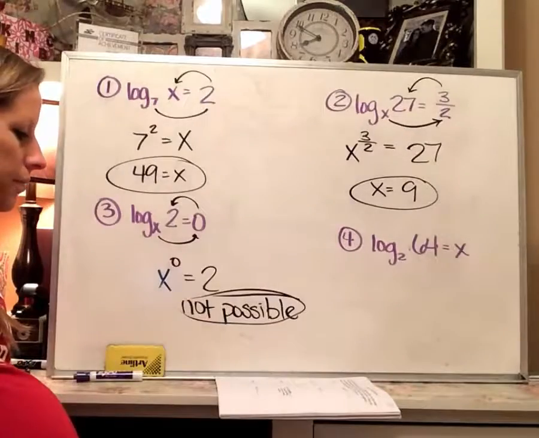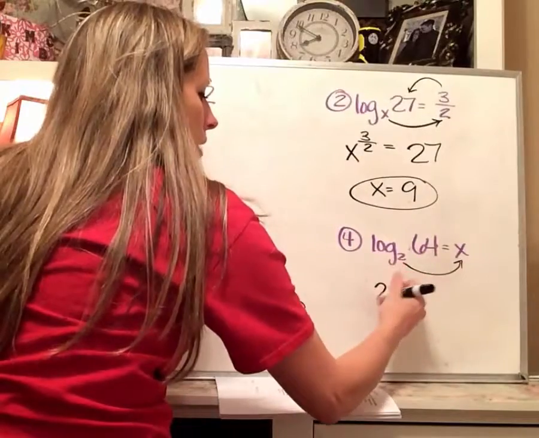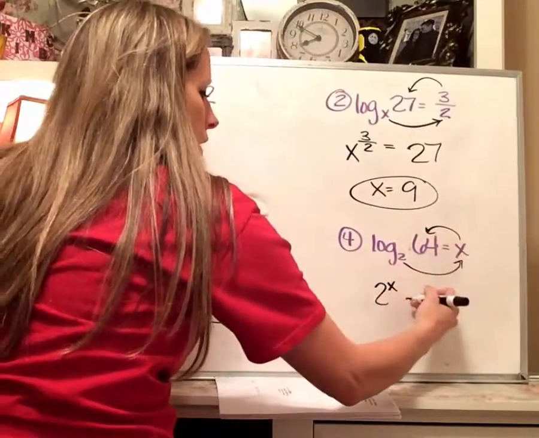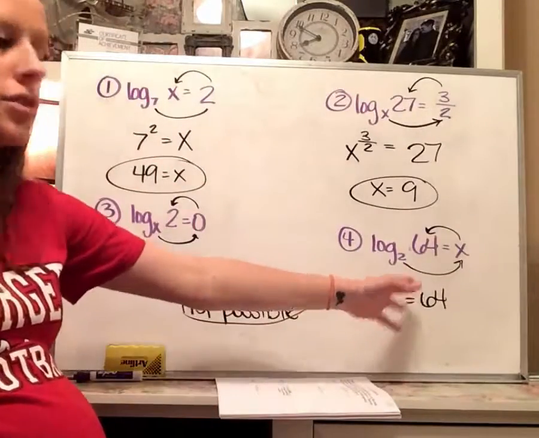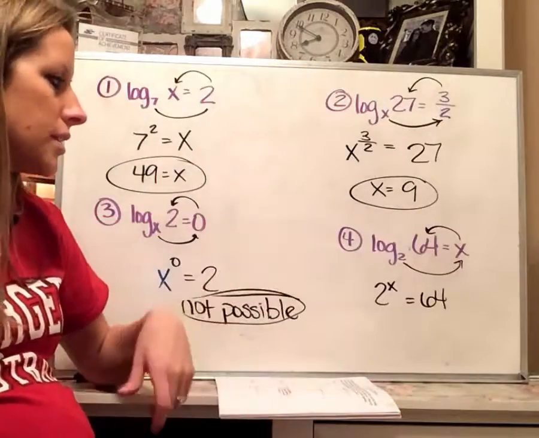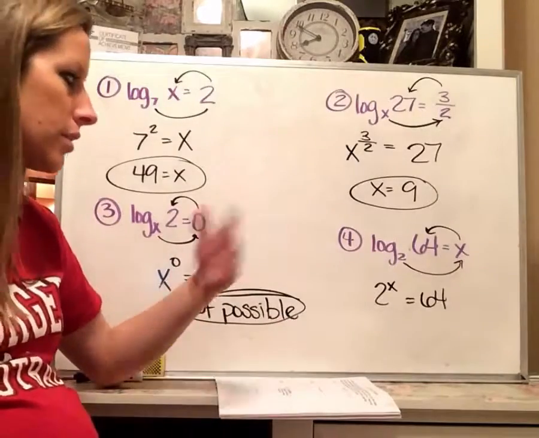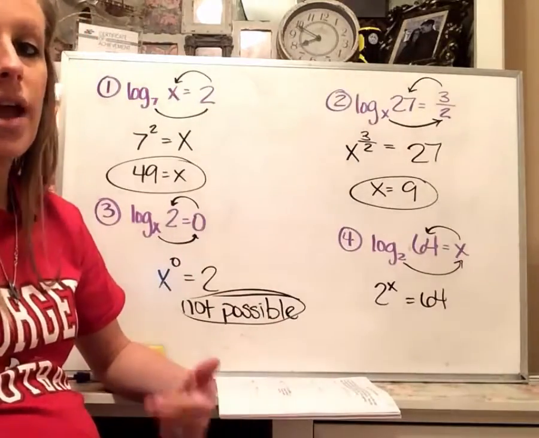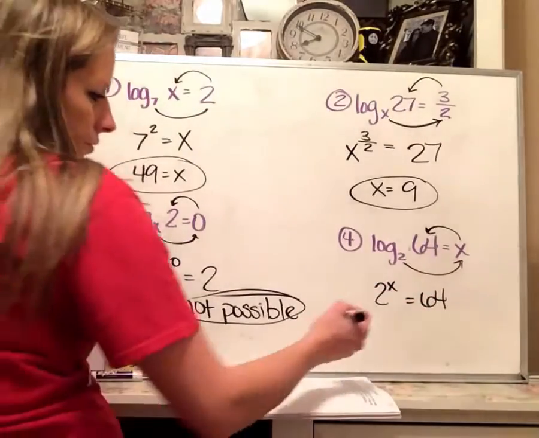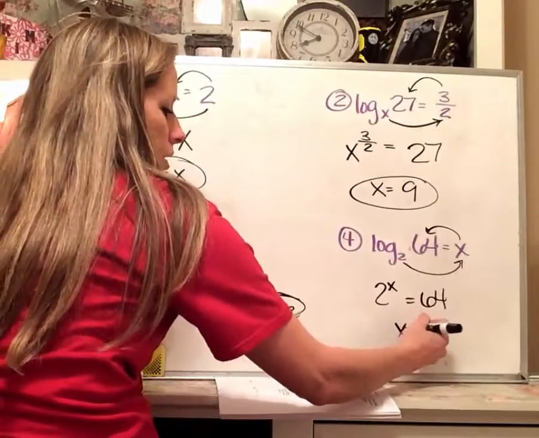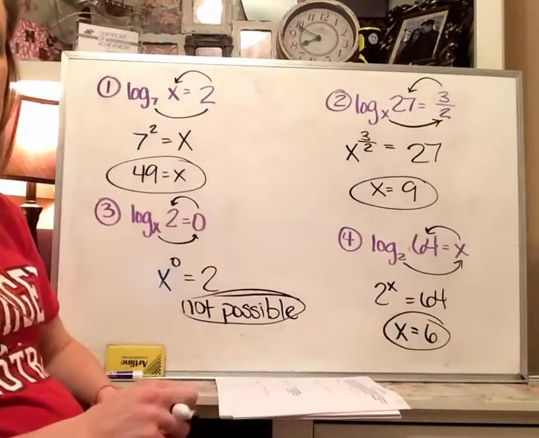Okay. Number 4, put it in exponential form. So 2 to the x power equals 64. Okay, so if you don't know 2 to the what gives you 64, go ahead and try some numbers. 2 to the 2nd power, 2 cubed, 2 to the 4th, 2 to the 5th. And keep trying numbers until you get 64. Okay, and you should get 2 to the 6th power equals 64. So x equals 6.